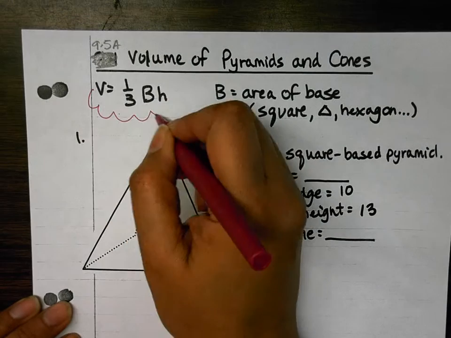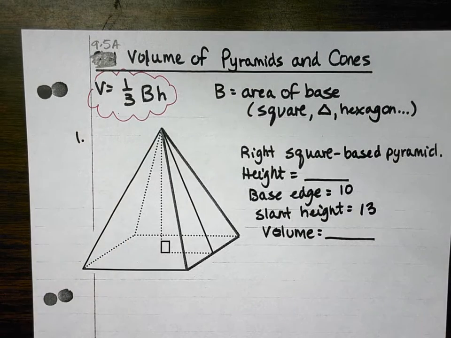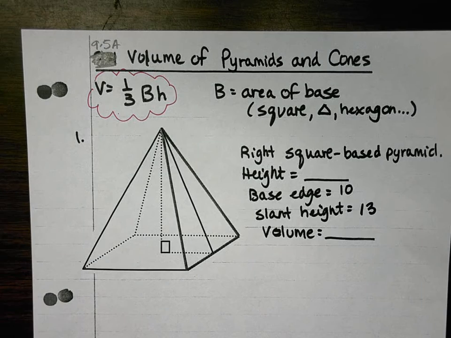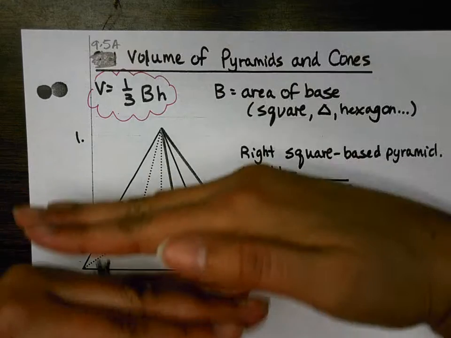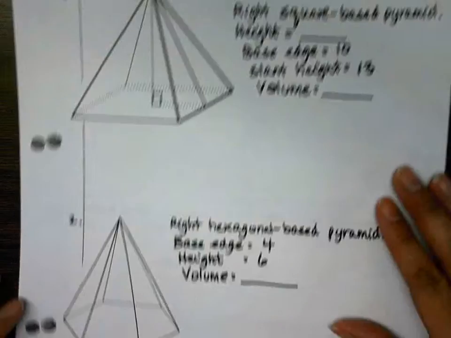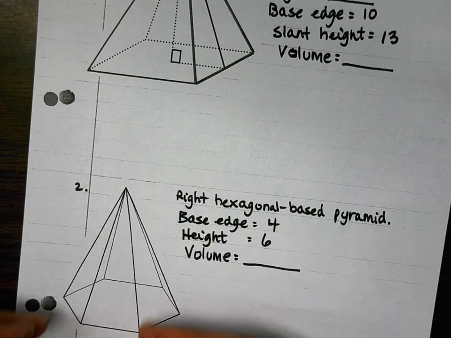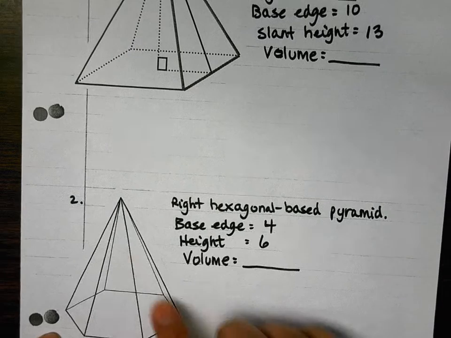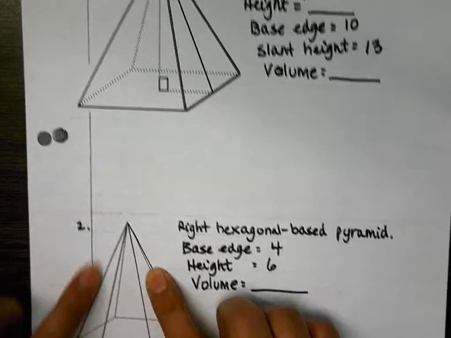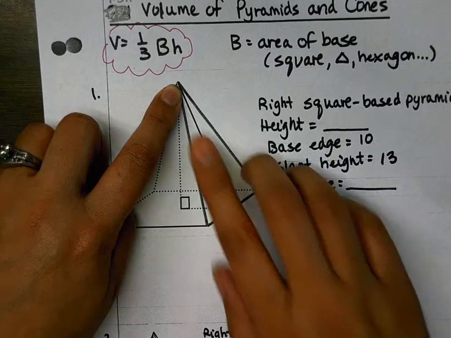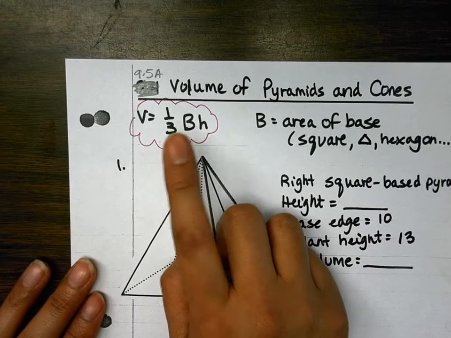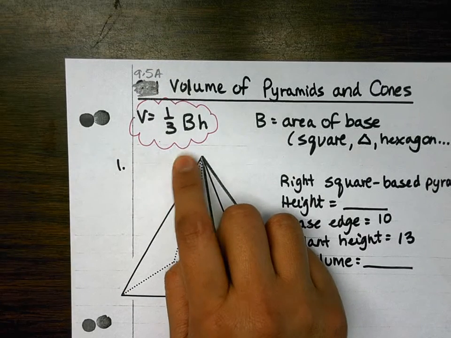Volume for pyramids and cones. Pyramids and cones are different because it's not like a square and then the prism, or a hexagon and then the prism. This is a hexagon, a point, and it connects, so it's a pyramid. A square, a point at the top, and it connects, so it's a pyramid. This is the formula. Last set of formulas. We're paying attention. Let's go, guys.